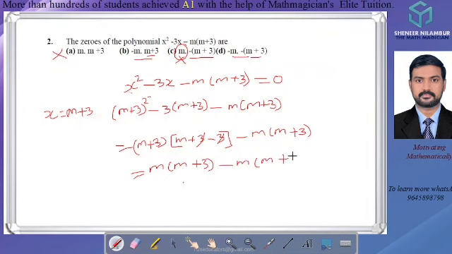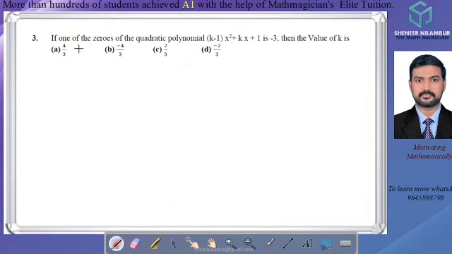into (m plus 3). We got the same terms here, first and second. When we subtract this, its answer will be 0. So m plus 3 is also one of the solutions of this polynomial. The question is to find the zeros of this polynomial, which are minus m, comma, m plus 3. So this answer will not come. If required, you can check it. Okay, now we can go to the next question.